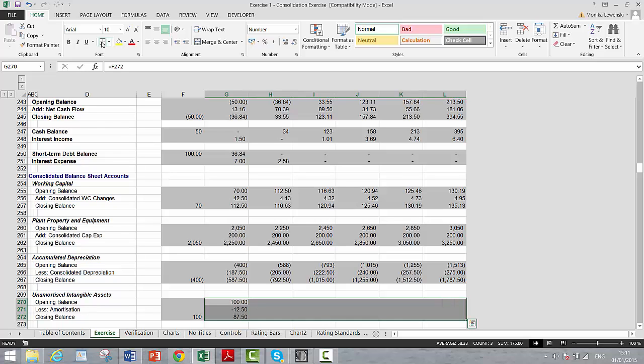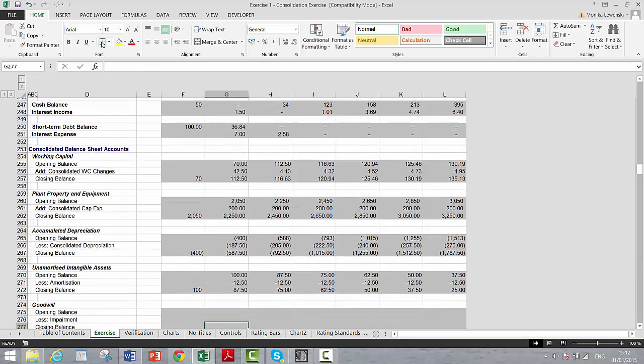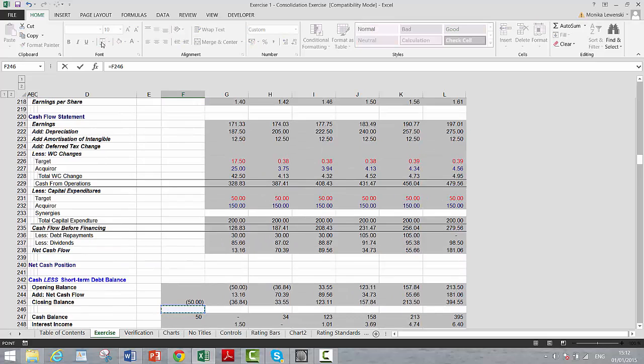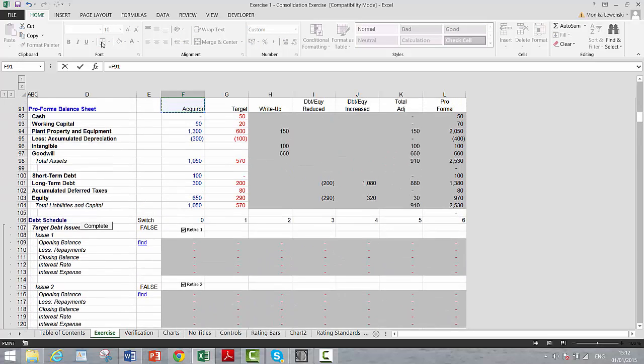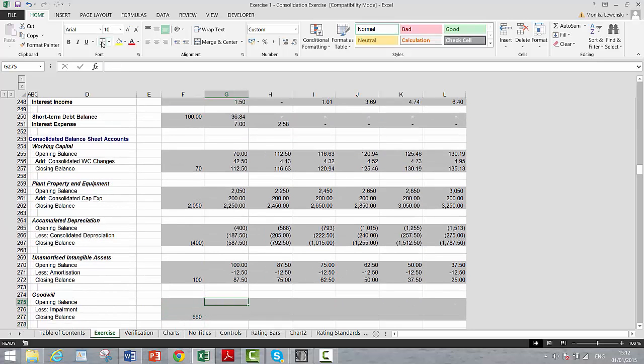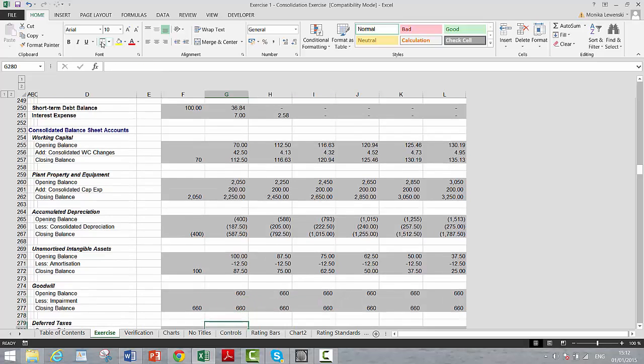So what was that trick? I suppose I should have first made the Alt equal and then the copying. What was that? Let's go here. So we have goodwill, and the opening balance is equal to the closing balance, so let's try the same thing. I press Alt equal, Shift Control right arrow, Control R. Okay, that was a little better.